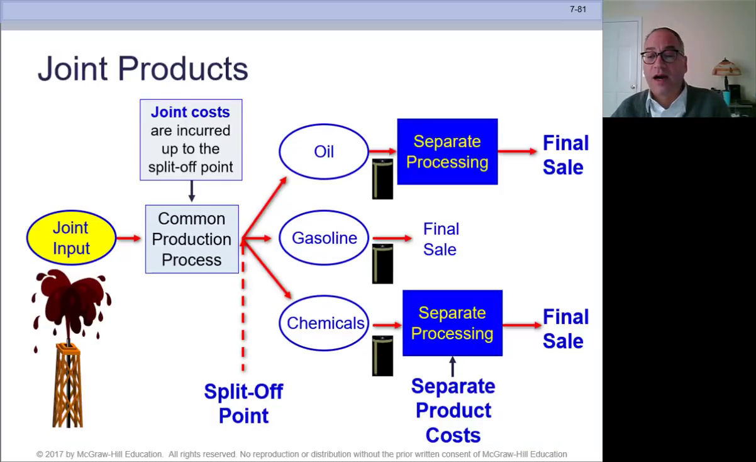And then these different products are going to be sold. Some of them might be processed further. So, for example, you might take what you need from the crude oil to make certain chemicals and then process them further so they can be sold. Other things can come right out of the process, can be split off and sold immediately.